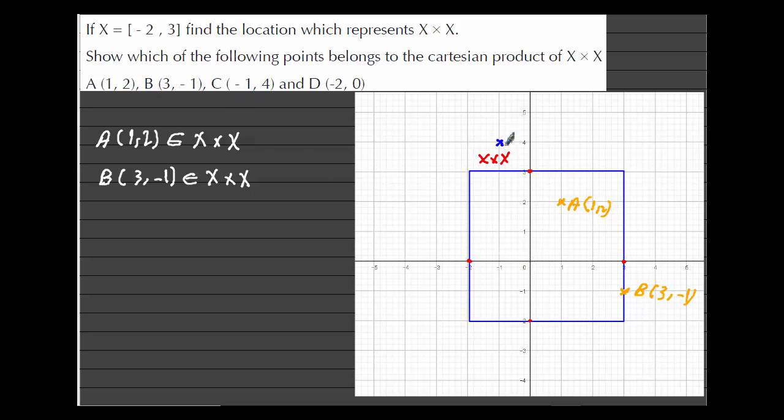Here, it is out, right? The point C of coordinates -1 and 4. So you can say that C of coordinates -1 and 4 doesn't belong to the Cartesian product X multiply X. The point D, -2 and 0. Here it is -2 and 0. It lies on the edge of the interval. So you can say that D of coordinates -2 and 0 belongs to the Cartesian product X multiply X.